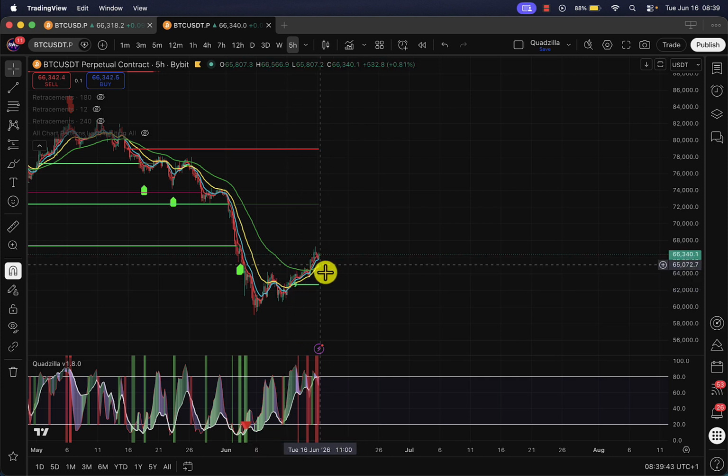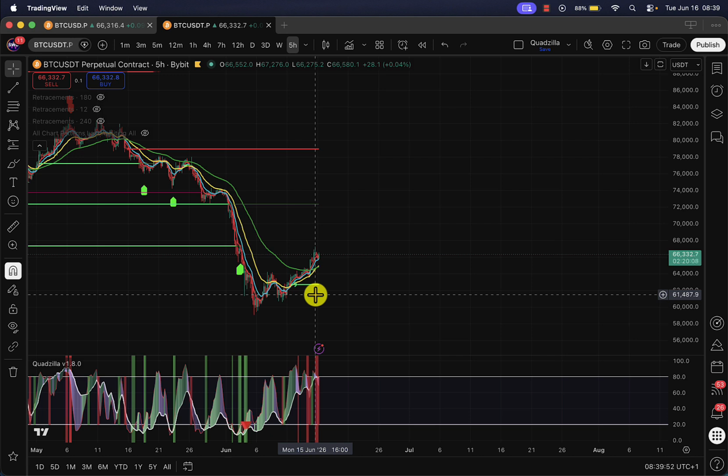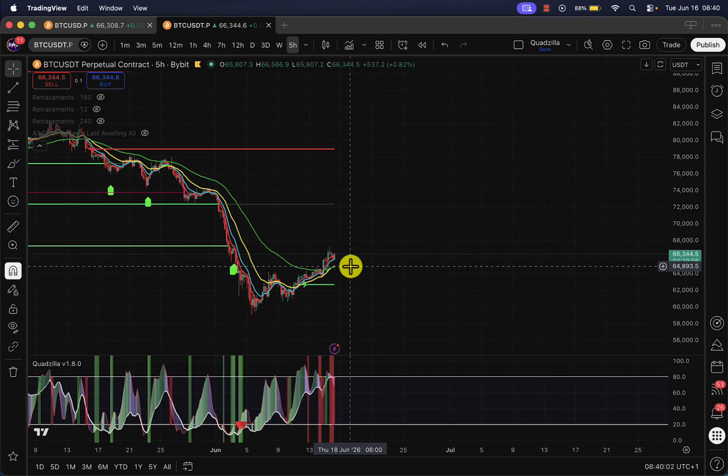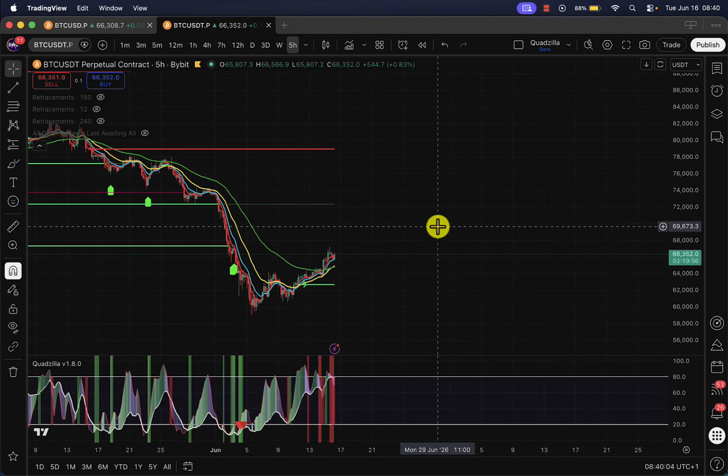We've now got that on the 5-hour. So that happened at about 4 o'clock in the afternoon UK time on Monday. Today is Tuesday, June the 16th, 2026, and you can see now we've got that cross there, and this generally means that the price will tend to trend upwards. Let me just mark this off.